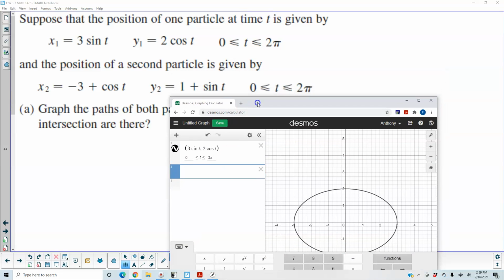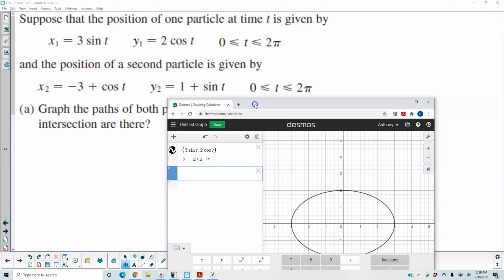Okay, and then our second parametric equations are given by negative 3 plus the cosine of t, and then 1 plus the sine of t. Okay, and then we've got to put in our interval, so it's going from 0 to, again, 2, and then write the word pi.